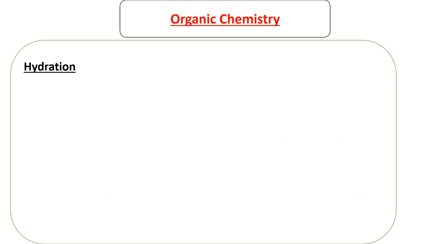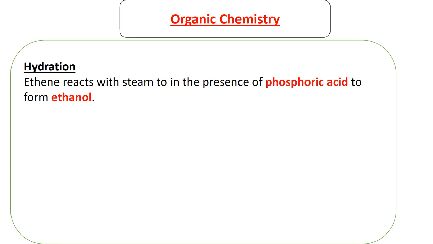The last one is hydration. Hydration is all about adding water. So ethene reacts with steam in the presence of phosphoric acid to form ethanol. So when you react ethene with water, then you're going to make ethanol. So we have ethene reacting with water to form ethanol.